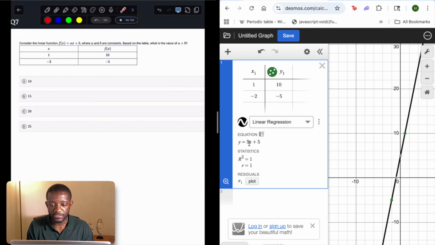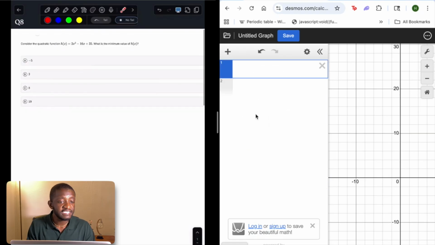Here's your a, right? Because ax plus b with 5x plus 5. So your a will be 5 and your b will also be 5, right? So if you were to do 5 plus 5, the answer is 10, okay? So this would be choice A, okay?